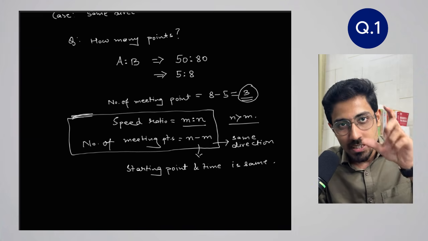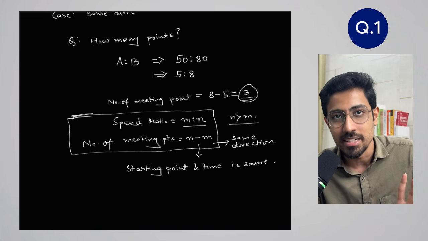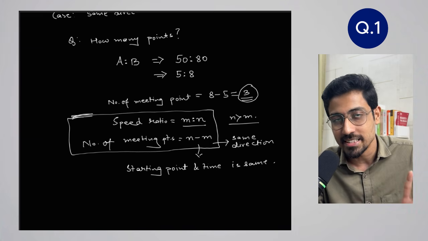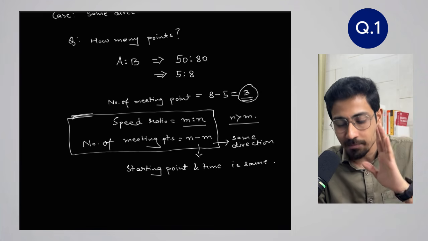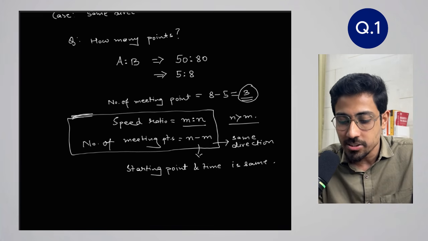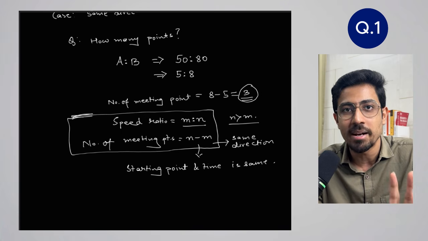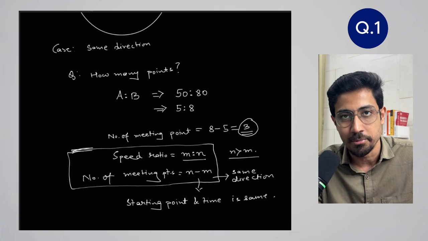Okay, the only difference will happen till the first time they meet each other, if they are not starting at the same point. But we'll not go into that. First, understand the basics. The speed ratio is m is to n. The number of meeting points will be n minus m. Okay, in this case, 3 meeting points.